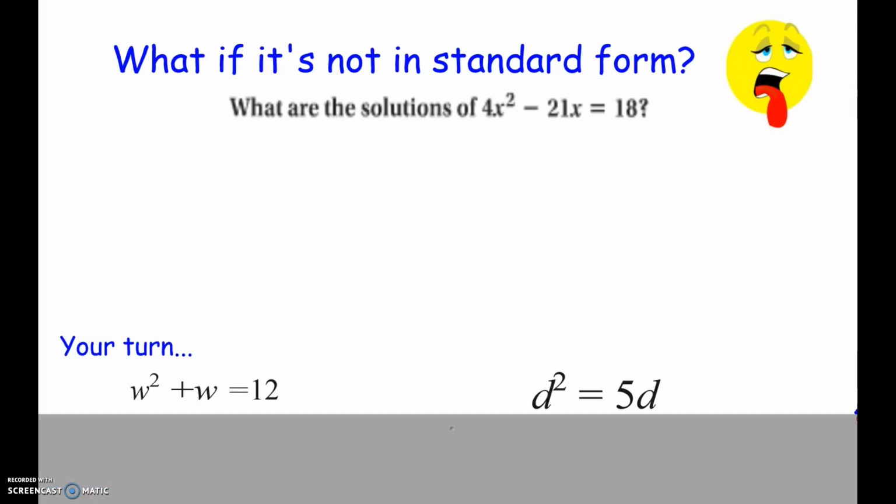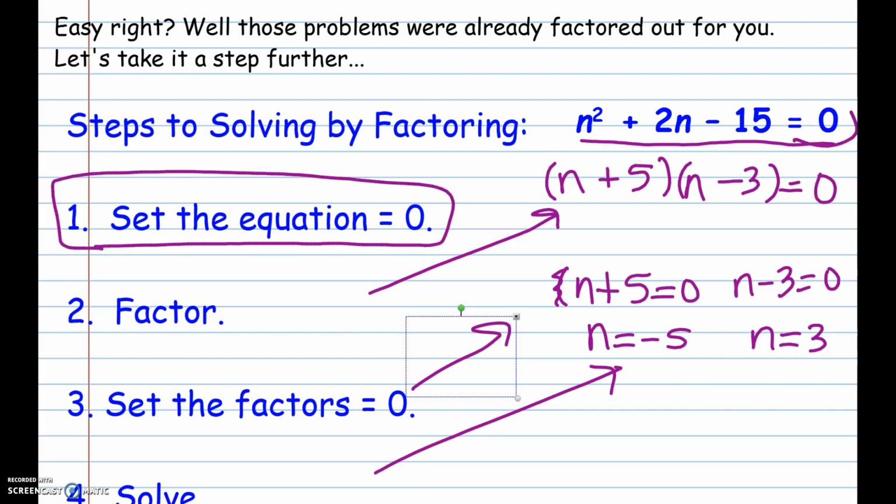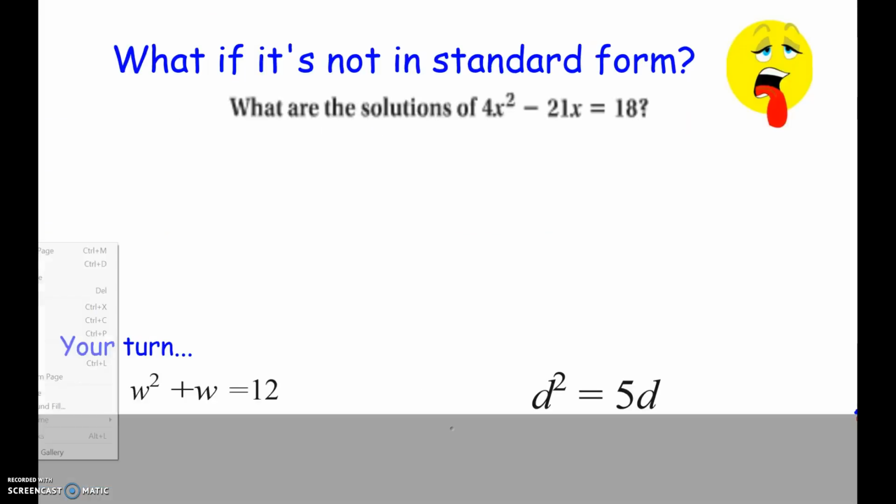Okay, so now going back actually to our steps, you notice that we never did this step here, set the equation equal to 0, because it was already equal to 0 in every one that we did. But what if it's not? What if it's not in standard form? You have to make sure that you put it in standard form. It has to be equal to 0.